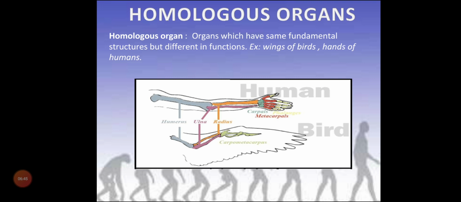Both these perform different functions but have similar basic structural design. That is, both are modified branches. Clear? This is all about homologous organs. Next, we are going to see about analogous organs.